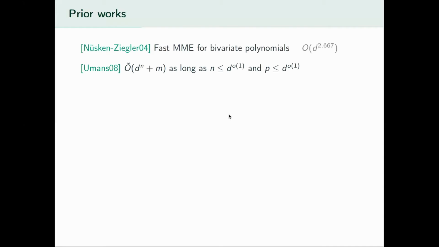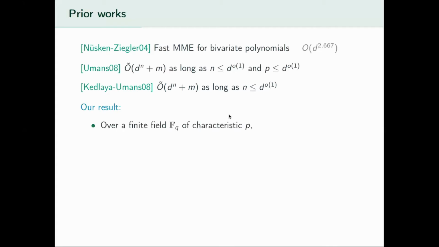In the same year, Kedlaya and Umans came up with a follow-up paper in which they removed this field constraint, and it works over all finite fields. But the constraint on the number of variables, that it be constant, was still there. Again, it is a nearly linear time algorithm. And till now, as far as we are concerned, we didn't know of any progress in this area, I mean, in this problem.